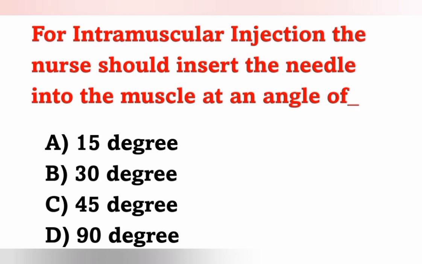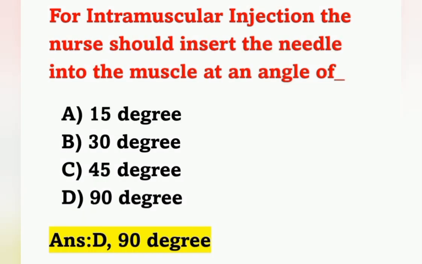Move on to the next question. For intramuscular injection, the nurse should insert the needle into the muscle at an angle of. Options: option A 15 degree, option B 30 degree, option C 45 degree and option D 90 degree. The angle of insertion in intramuscular injection. That is the question. So the correct answer is option D, 90 degree.